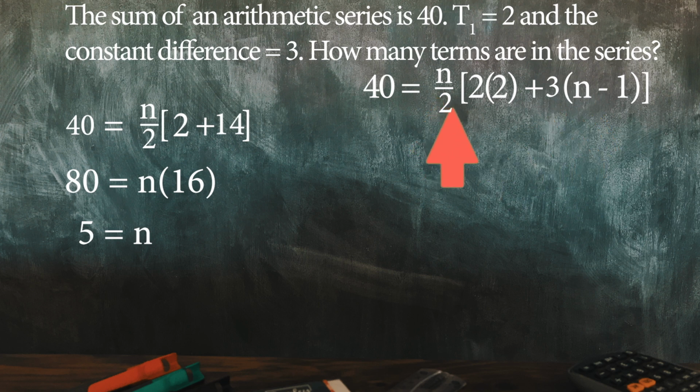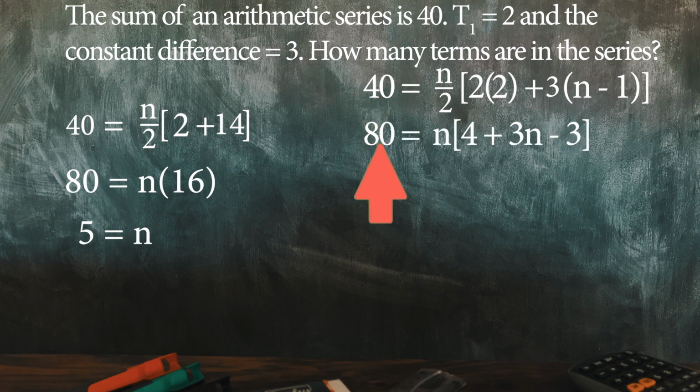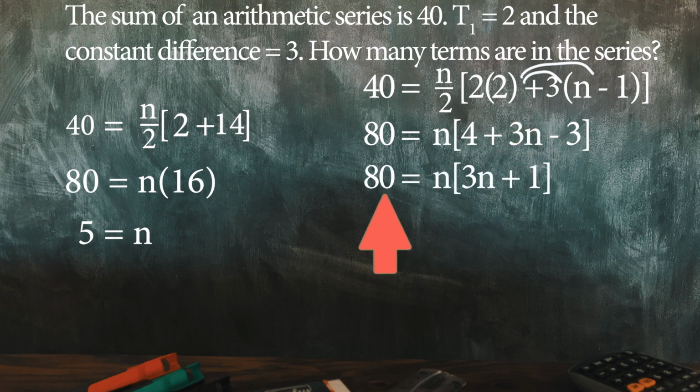Now here we divide by 2, so we will multiply with it on the other side with the 40, and that gives us 80. This is equal to n, which is now left on this side, and then we do the sum inside these brackets. So 2 times 2 is 4 plus, and then this constant difference we are going to multiply in with the distributive law. So now we have plus 3n minus 3.